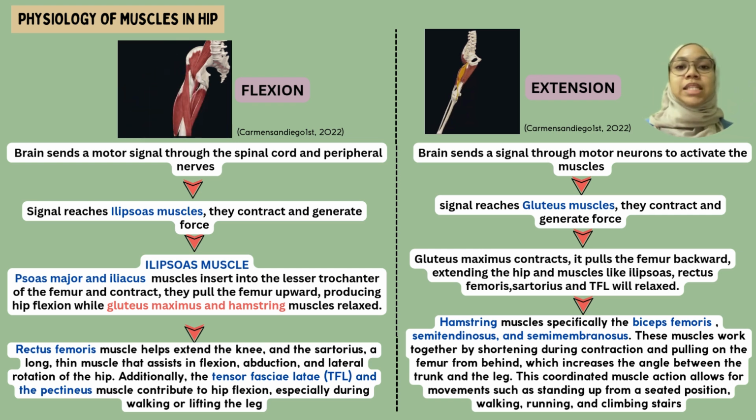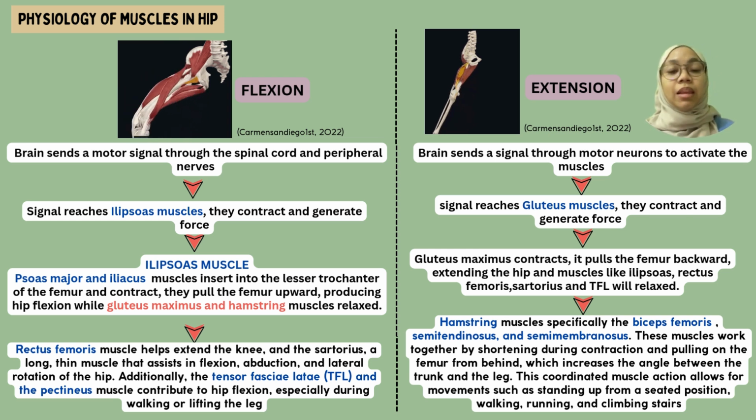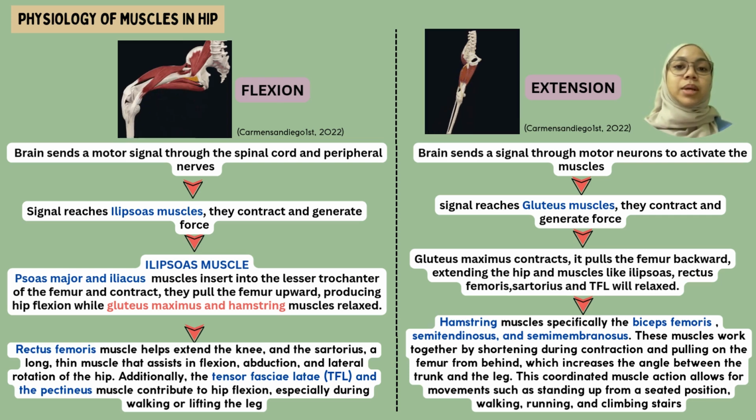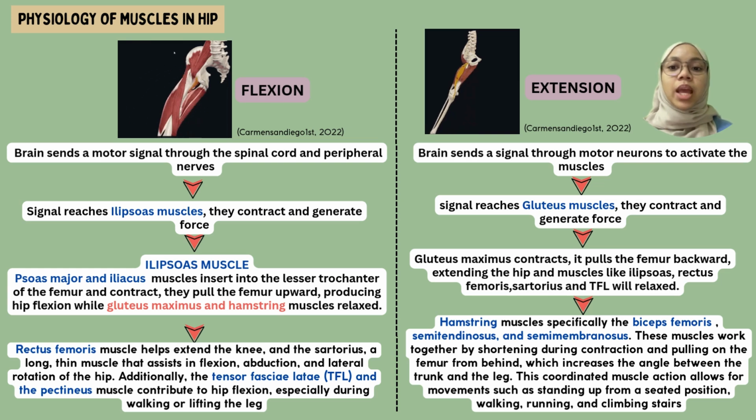During this movement, muscles like gluteus maximus and the hamstring muscles will be relaxed. Other muscles involved in this movement are the rectus femoris, which helps in extending the knee, and the sartorius, which is a very long and thin muscle that also assists in hip flexion. Other than that, it also helps in abduction and lateral rotation. Other muscles are the tensor fasciae latae, or TFL, and the pectineus muscle, which also contribute to hip flexion, especially during walking or lifting the leg.